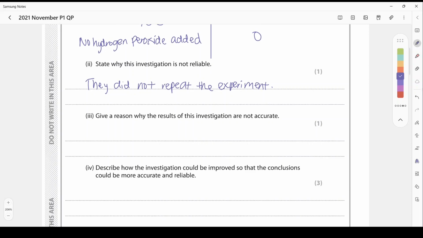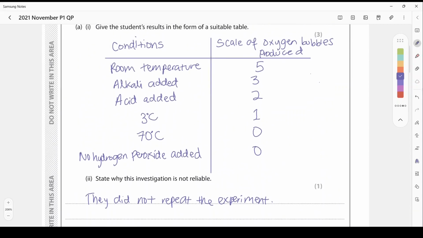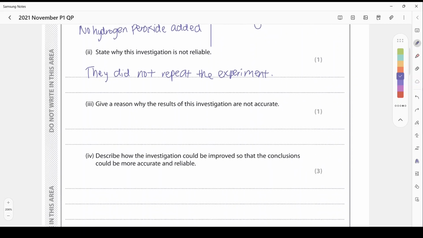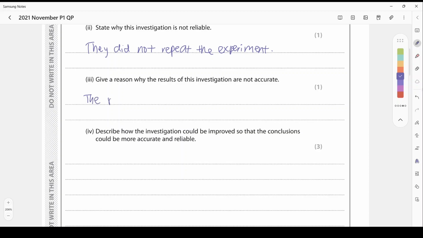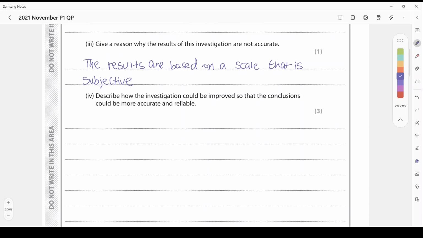Give a reason why the results of this investigation are not accurate. Well, earlier I said that accuracy is how close the value is to the true value. And we can see here, we're basically measuring the bubbles in terms of a scale from 0 to 5, which is very subjective. So we can write that down there. So the results are based on a scale that is subjective. Okay, so for one person, there might be a lot of bubbles, but for another person, there might not be that much bubbles. It's very subjective.